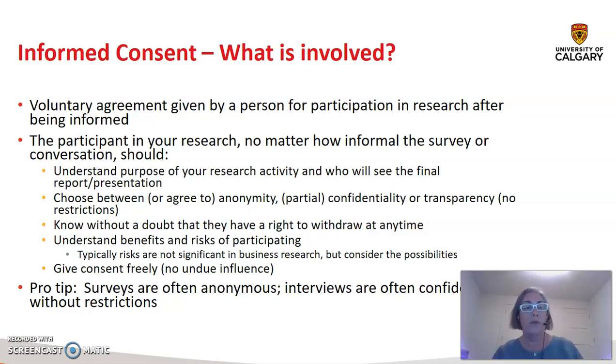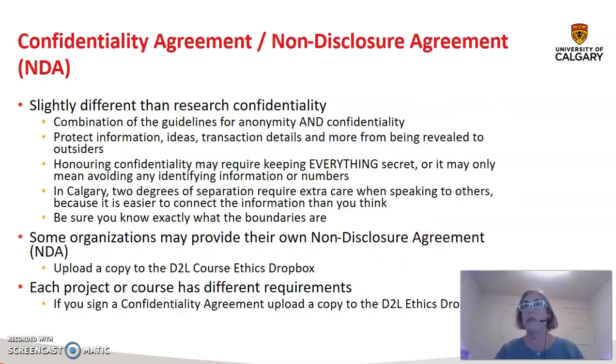There are other methods, of course, but those are the two main ones that we use in business research. We do have different documents in business that often talk about confidentiality as well, and this is slightly different than the research ethics issue. One type of confidentiality agreement is the non-disclosure agreement, which combines guidelines for anonymity and confidentiality. The idea is to protect information, ideas, or transaction details from being revealed to outsiders.